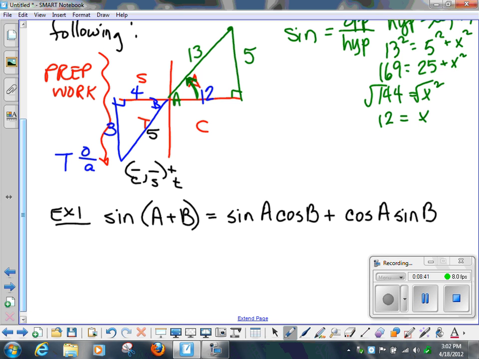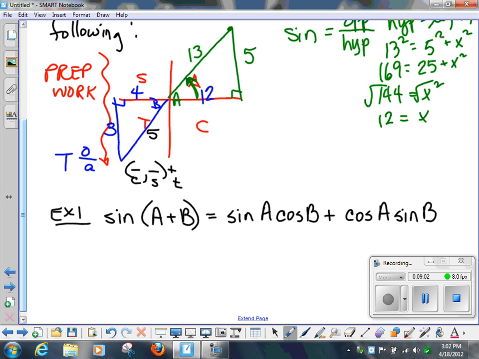Now, all we're going to do is go back to those right triangles. Some old horse caught a horse taking oats away. Folks, what would the sine of angle A be equal to?